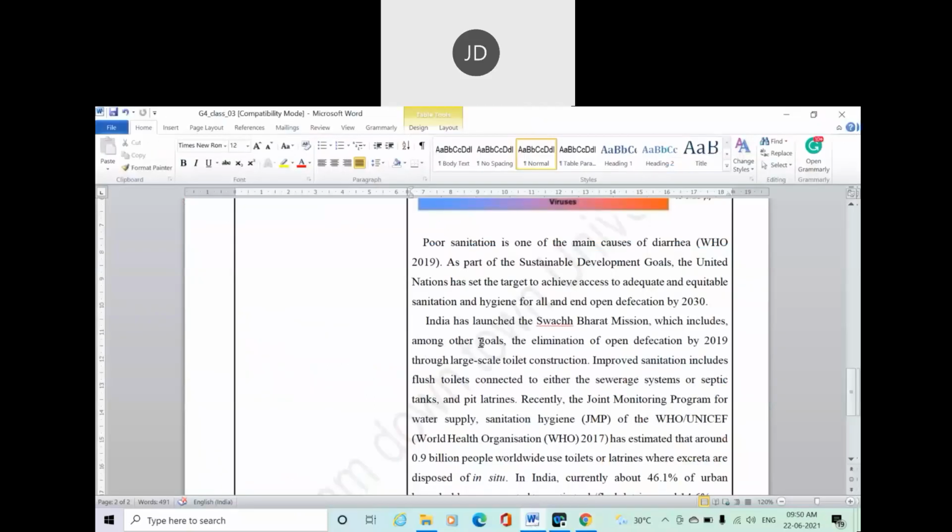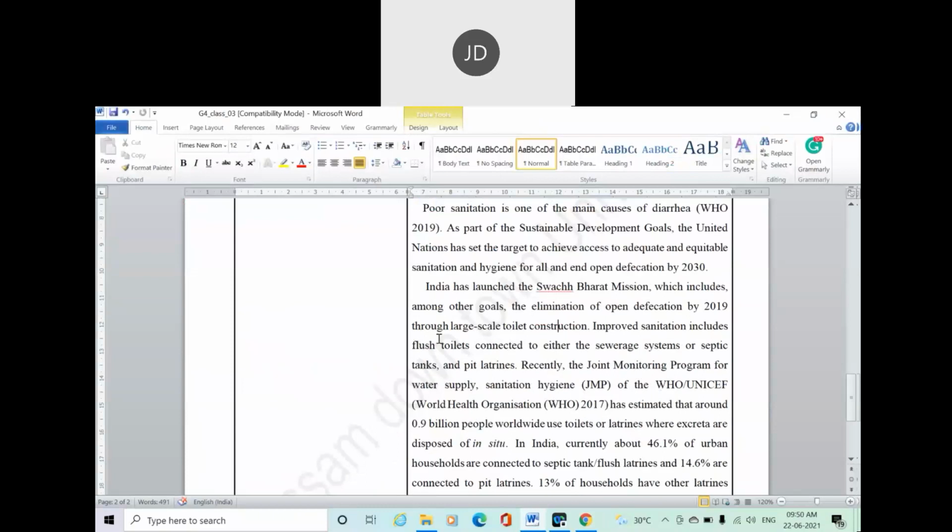Okay, anyway, so India has launched the Swachh Bharat mission, which includes among other goals the elimination of open defecation by 2019 through large scale toilet construction. Improved sanitation includes a flush toilet connected either to a sewerage system or to a septic tank. Even in our household we use a flush toilet.